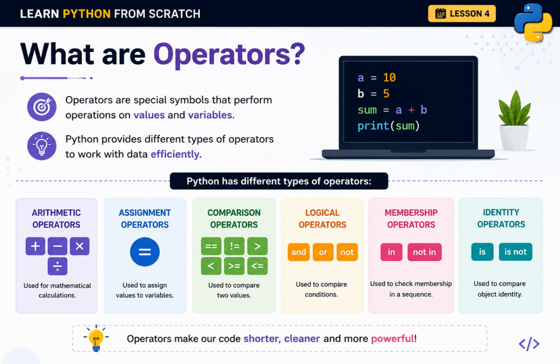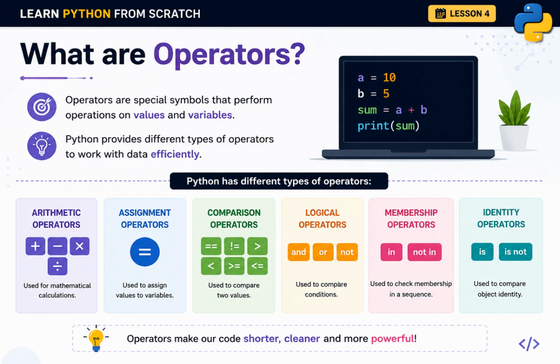First, let's understand what operators are. Operators are special symbols that perform operations on values and variables. For example, if we write A equals 10, B equals 5, then A plus B gives the value 15, that is 10 plus 5. Here the plus symbol is called an operator. So Python provides different types of operators for different purposes.